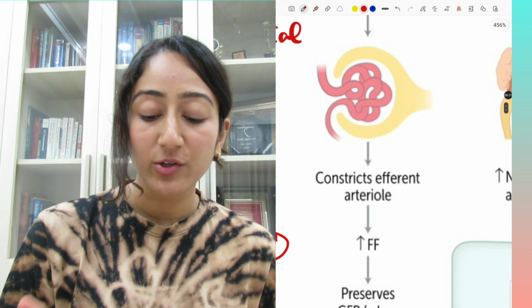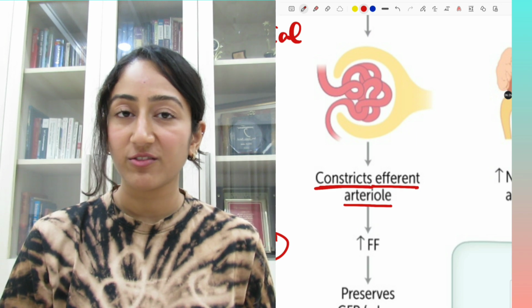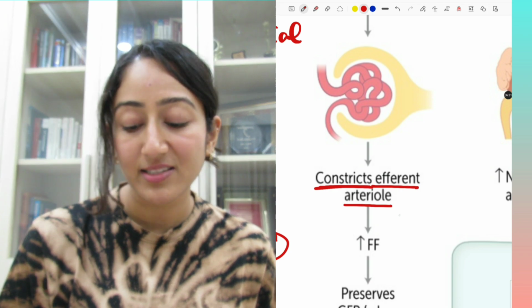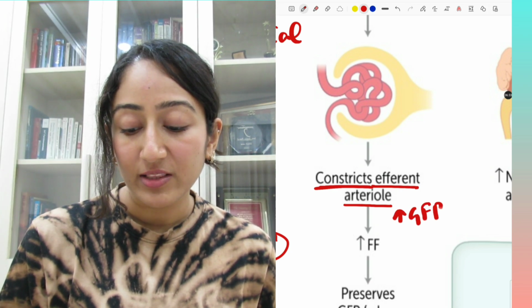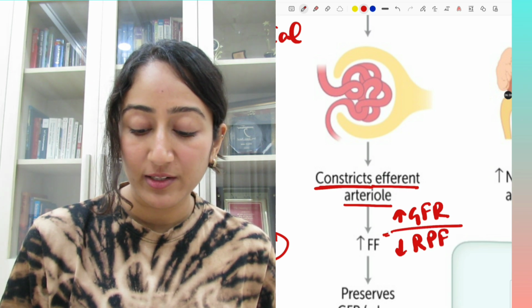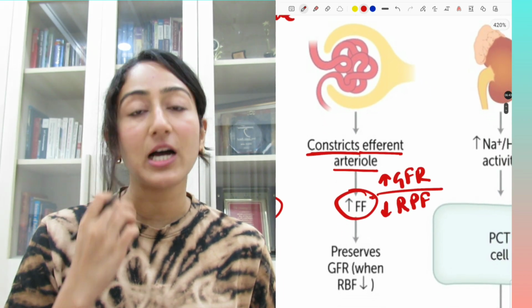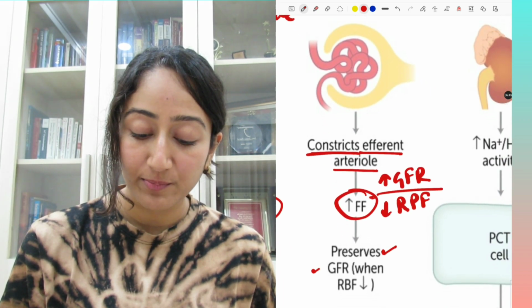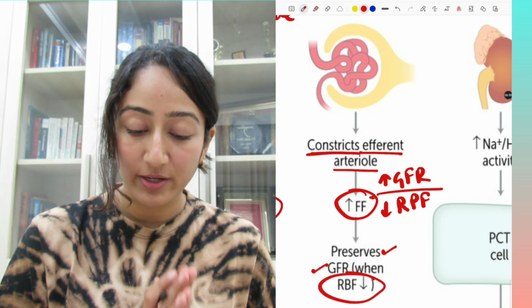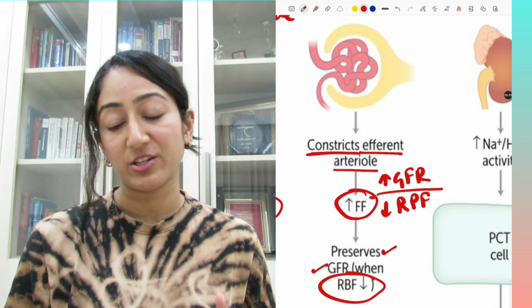Second, it is going to cause efferent arteriole constriction. Do you remember in the beginning of the video we discussed that when the efferent arteriole is constricted, there is an increase in the GFR and a decrease in the renal plasma flow, and that will ultimately lead to increased filtration fraction. And so that is how it acts. It preserves the GFR even when your renal blood flow is decreased. That is the second way angiotensin 2 acts to preserve your GFR.